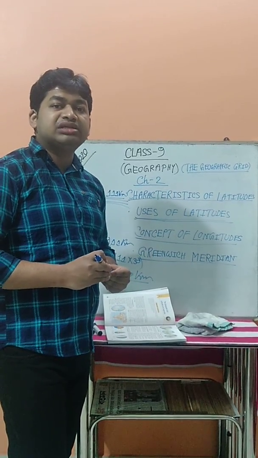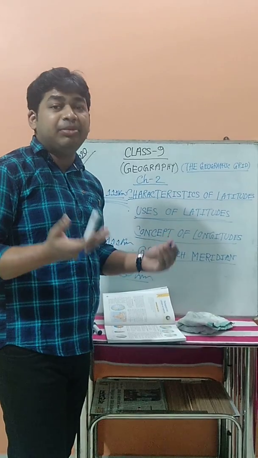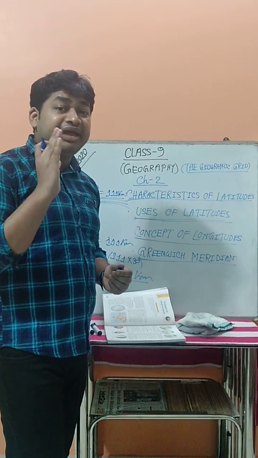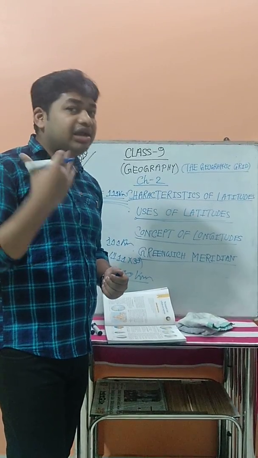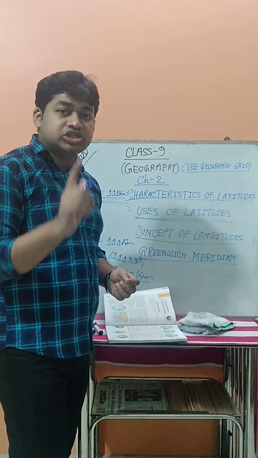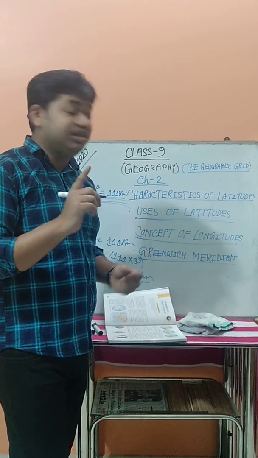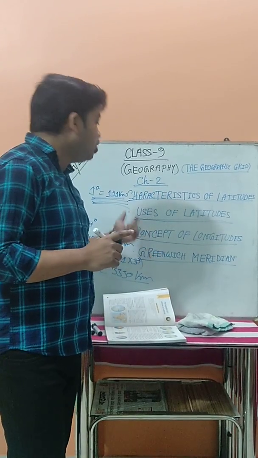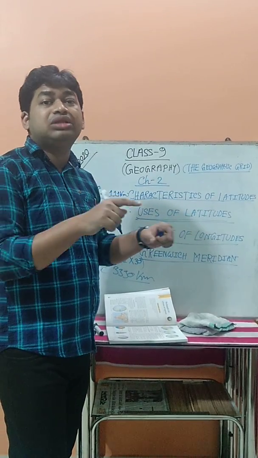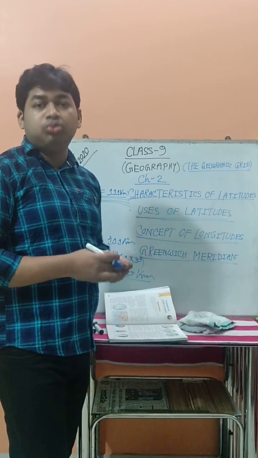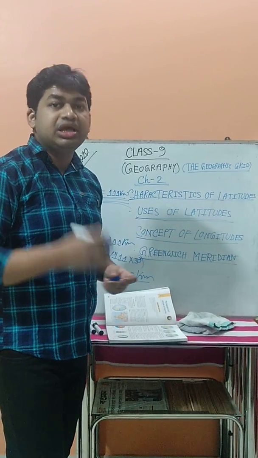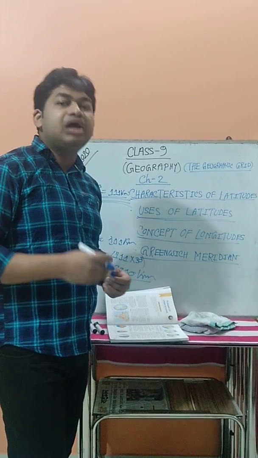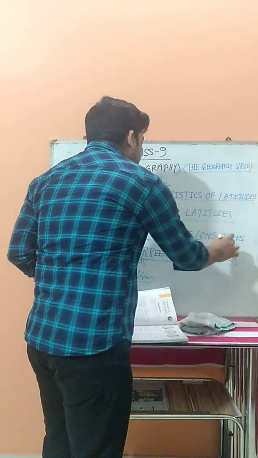And the third point is that from the latitudinal lines we are able to know about the climatic condition of any place in the world. So these are the three main uses of the latitudinal lines. Again I repeat: the first is to locate any place on the globe or map. The second is to find the distance between places all over the world. And third, we are able to know the climatic condition of any place from the latitudinal lines.